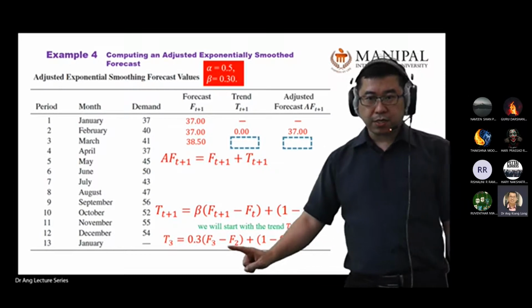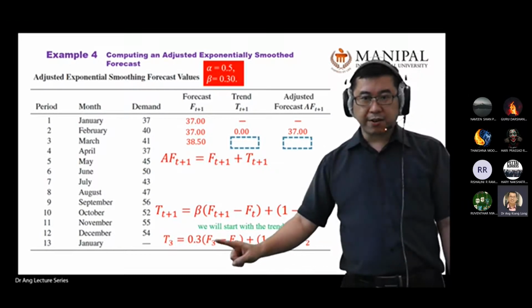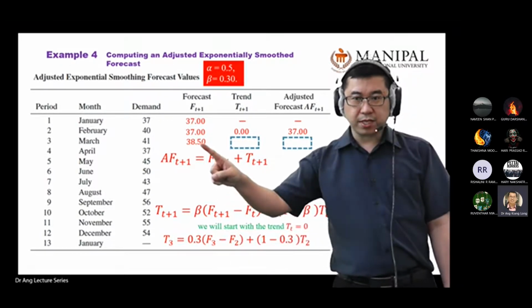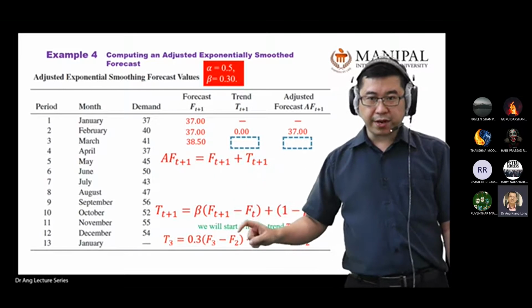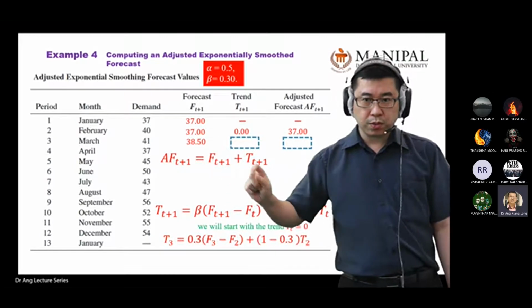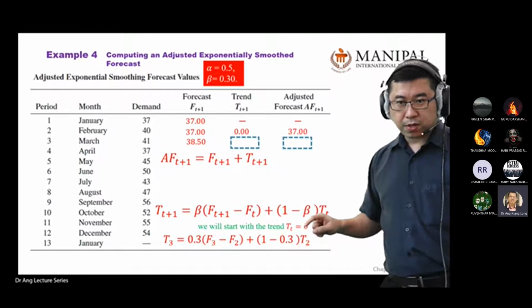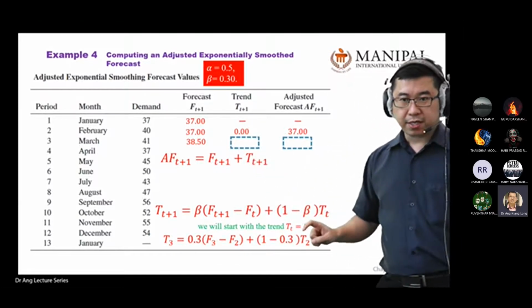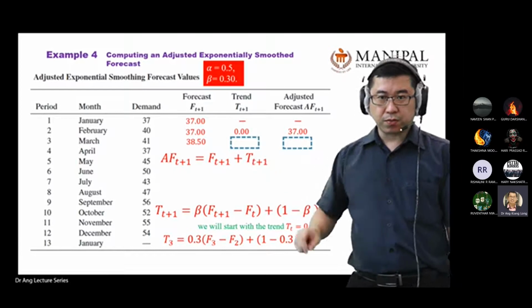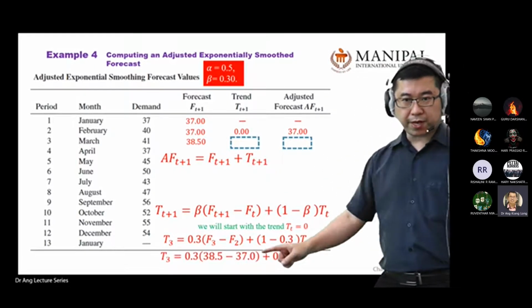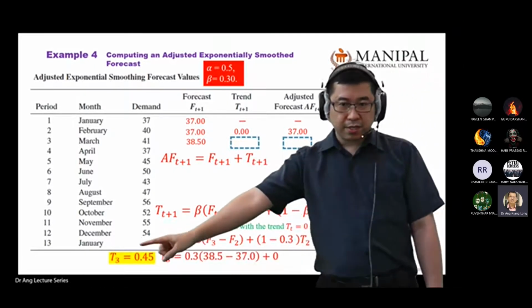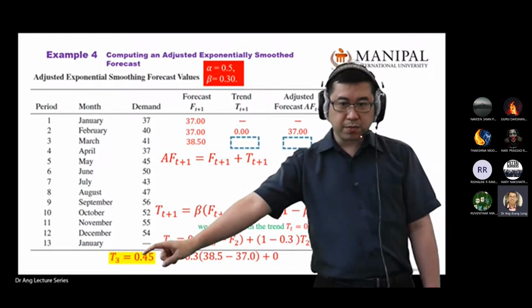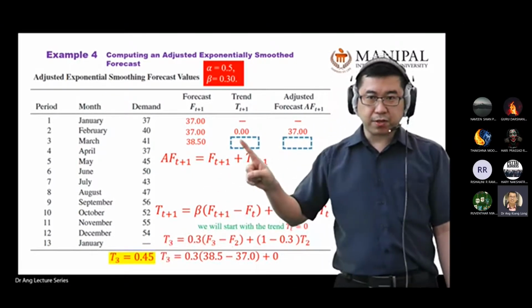So what is your F3? F3 is forecast number 3, this one. What is F2? F2 is forecast number 2. What is T2? Trend number 2, this one. Substitute the value, press calculator. Trend number 3 is 0.45. Substitute the value here.